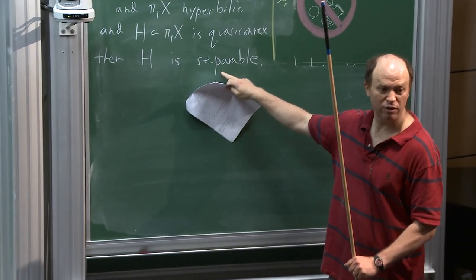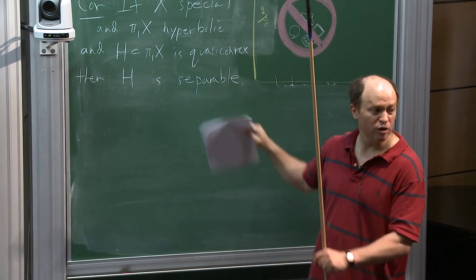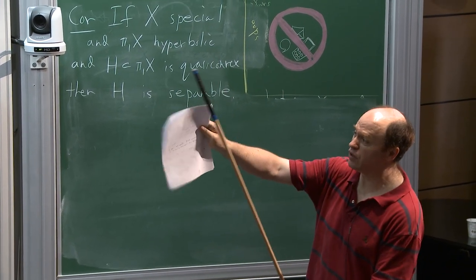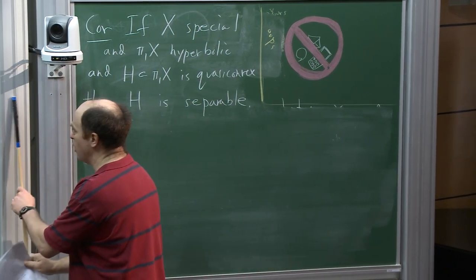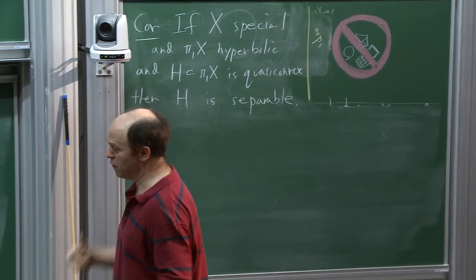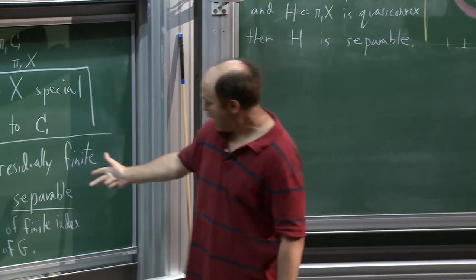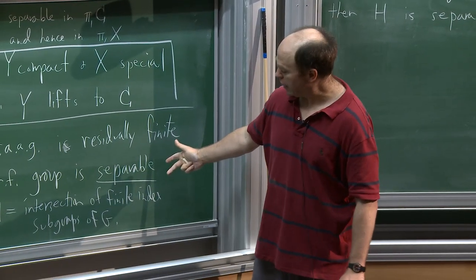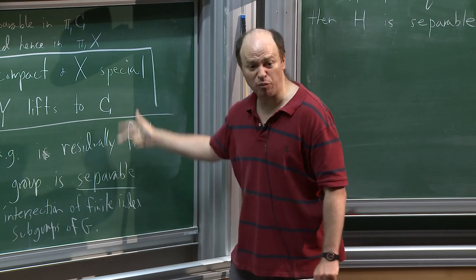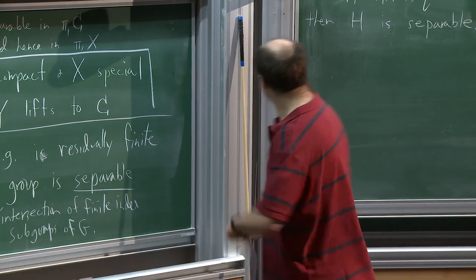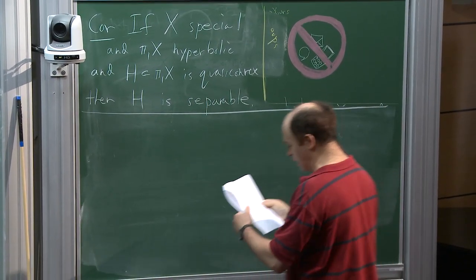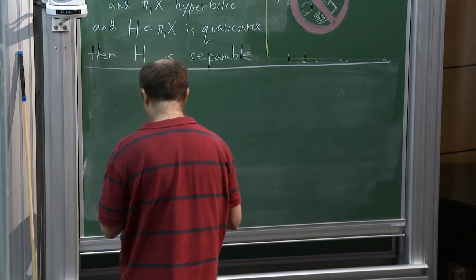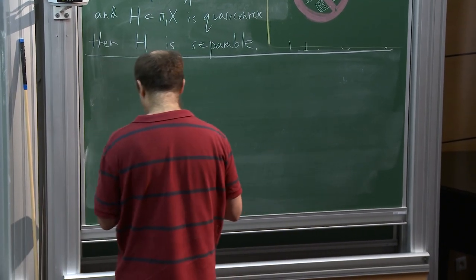And so then I see that my quasi-convex subgroup is actually separable. Okay, so there's a nice interplay over here between the geometry and certain combinatorics that we have sort of working for us, and it leads to nice algebraic results. So let's now draw a picture that explains what this canonical completion is about.